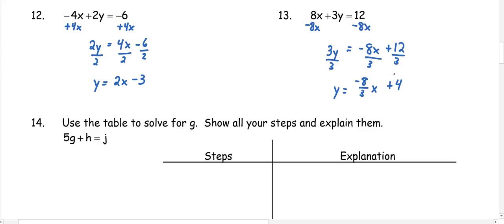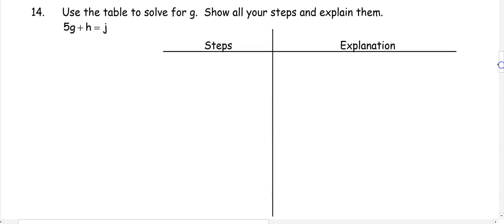Number 14, use the table to solve for g. Show all steps and explain them. So this time when we're solving, instead of me just talking through it, we're going to write the explanation for it. So first we have 5g plus h equals 7. This is step 1, and this was given to us.